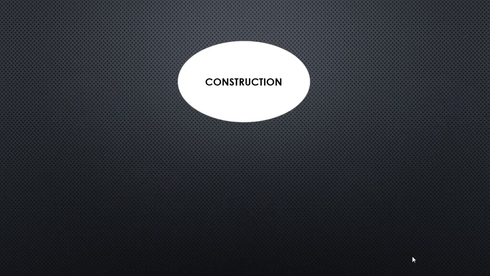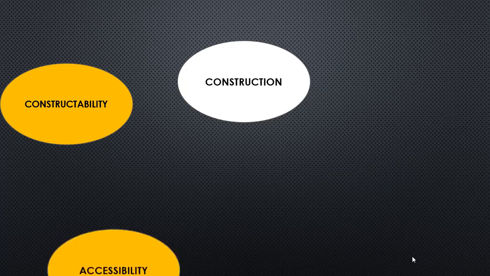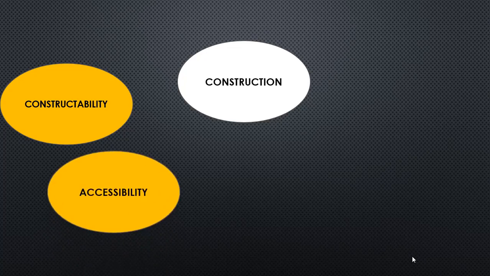The next topic is about construction. When we talk about construction, the first thing we must know is constructability: how a piping will be constructed, how it will be installed, how it will be erected. At least we must know the basic information and basic knowledge about construction. And the second thing is accessibility: accessibility of valves, accessibility of instruments, and accessibility of equipment that are installed along with the piping system.